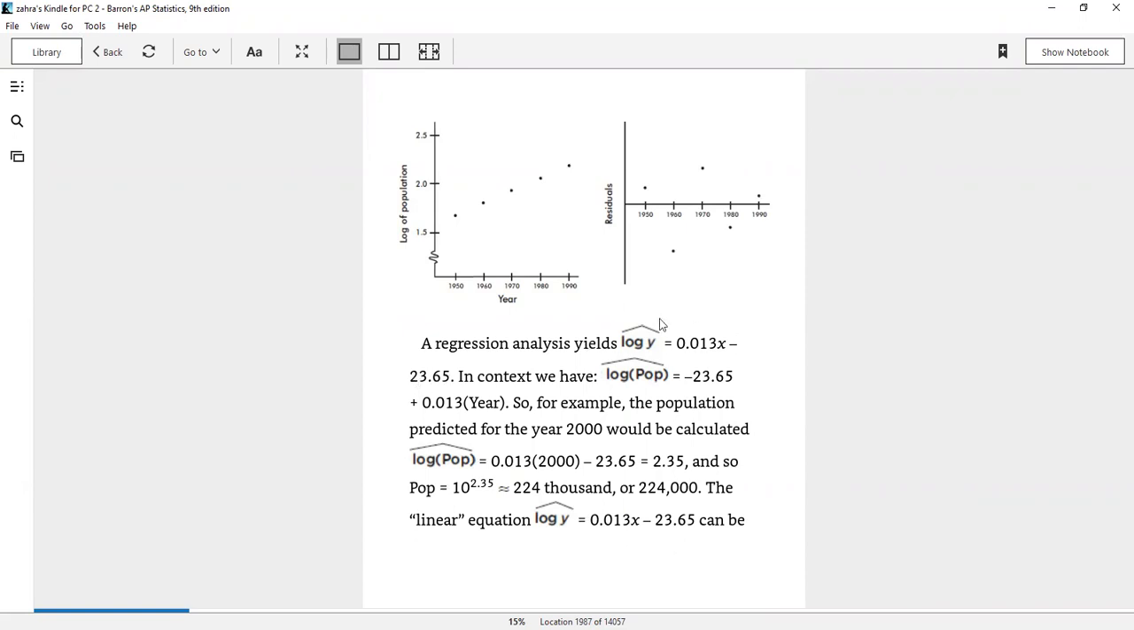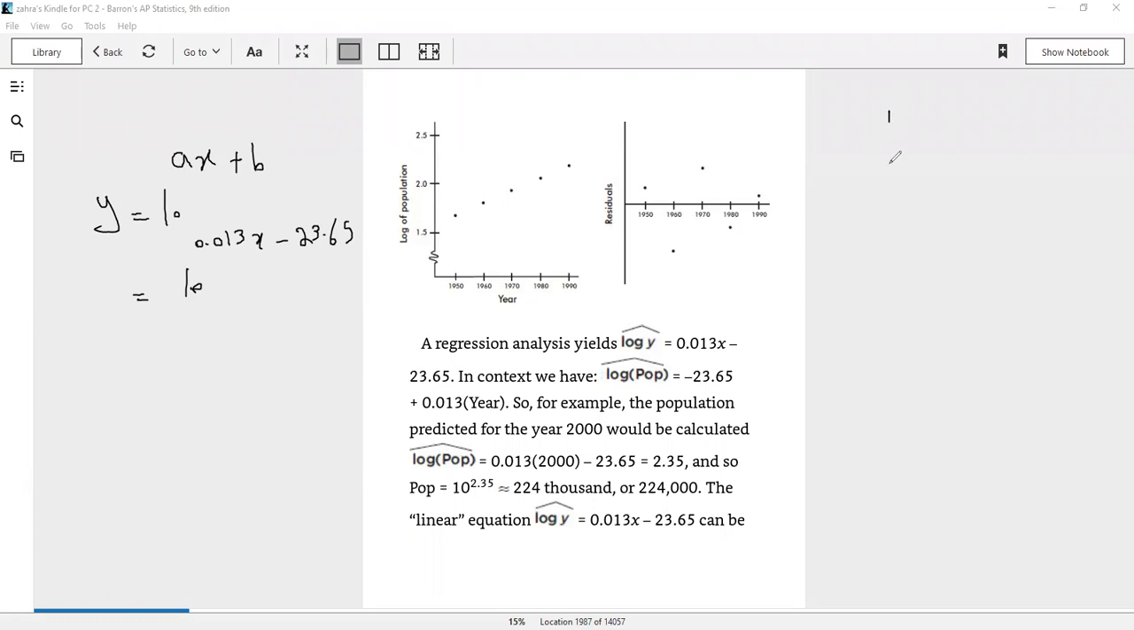So it's ax plus b, right? This is for the y values. Then I can put it back, because I said the model is y equals 10 to the power of ax plus b. Now I have my a and b, right? So it's going to be 10 to the power of 0.013x minus 23.65, true? That would be my model.